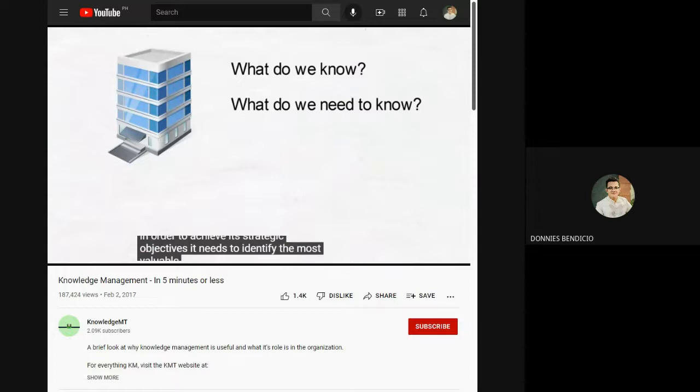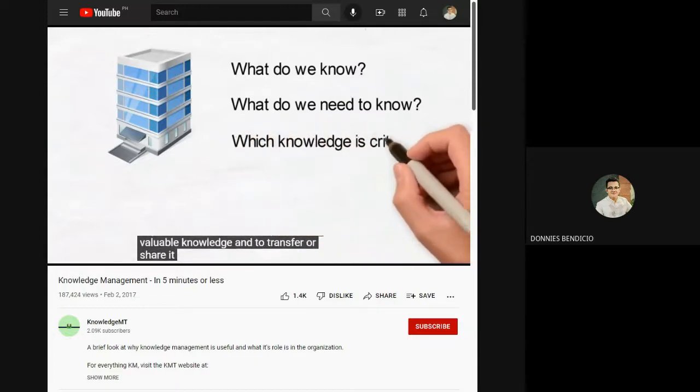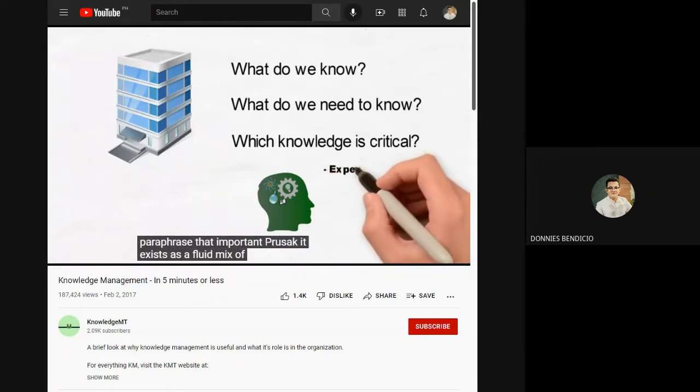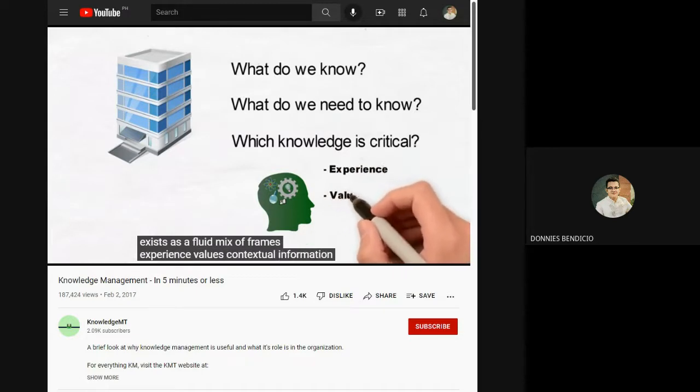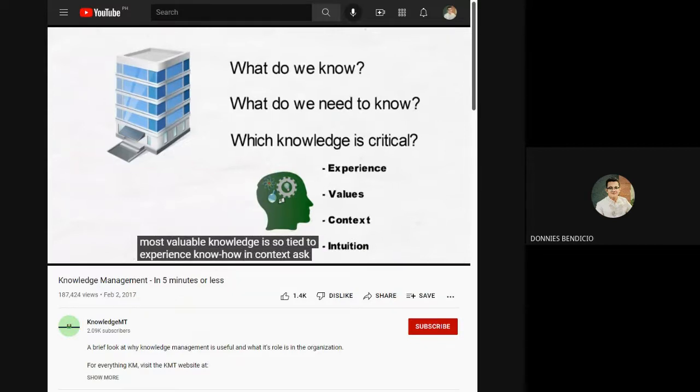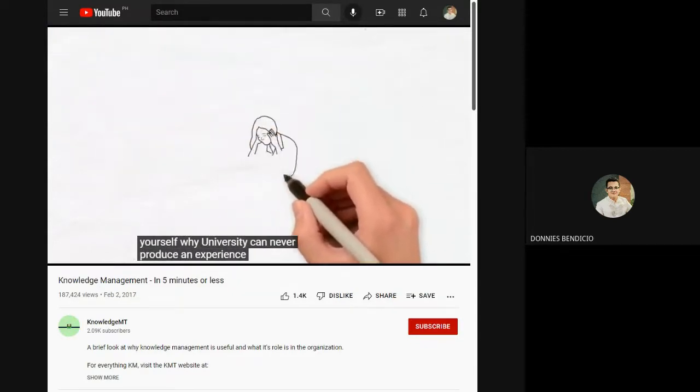It needs to identify the most valuable knowledge and to transfer or share it with whomever needs it in the organization. Often, however, the most valuable knowledge is not easy to identify or share because it is deep within the minds of experts. Here, to paraphrase Davenport and Prusak, it exists as a fluid mix of framed experience, values, contextual information, and expert insight. To understand why the most valuable knowledge is so tied to experience, know-how, and context, ask yourself why a university can never produce an experienced manager.